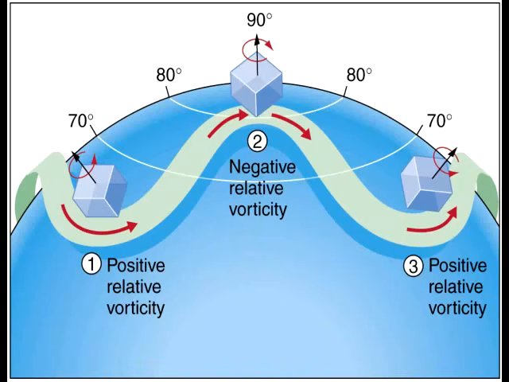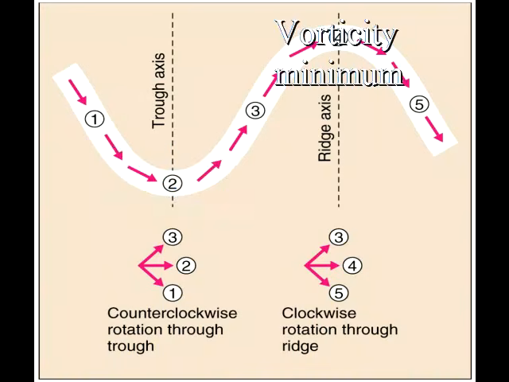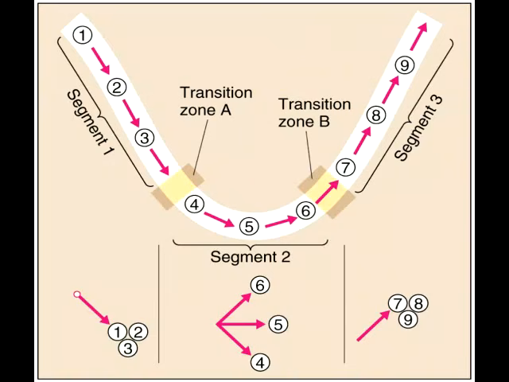Once more, we see positive relative vorticity in the region of the trough and negative relative vorticity in the region of the ridge. Again, traveling through the trough, the air increases its vorticity. Traveling through the ridge, the air decreases its vorticity. Here is again an illustration that shows what happens as the air moves through a trough.